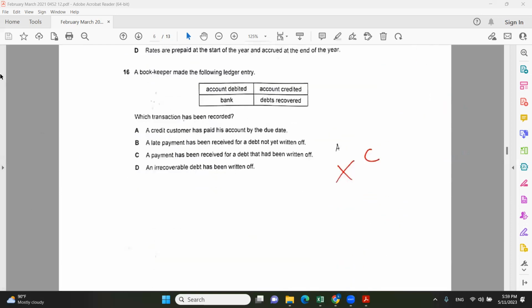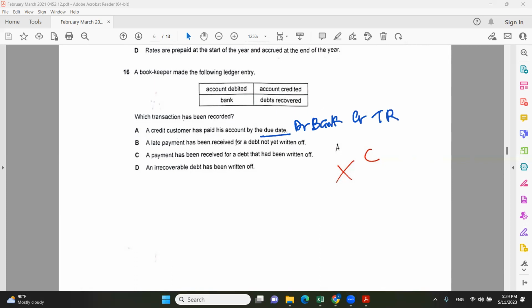Okay. Question 16. A bookkeeper made the following entry: debit bank, credit debt recovered. Which transaction has been recorded? A credit customer has paid his account by the due date. This is the normal transaction. We should debit bank, credit trade receivable. It does not go through this one.